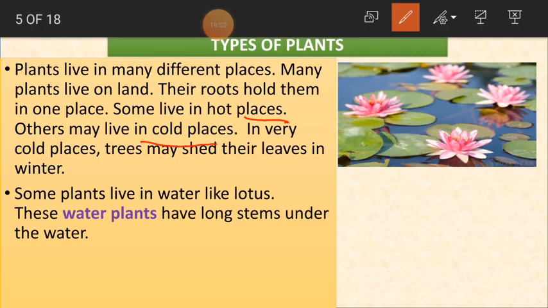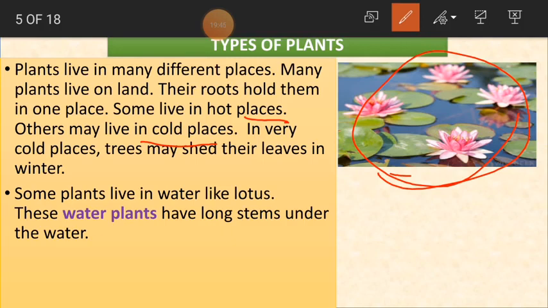Some live on land, some live in water, and some like hot conditions, that is, some live in hot places, some in cold places. Okay, so when there is much cold or much coolness in the air, plants or trees may shed their leaves. Okay, then as I said, some plants live in water. Those plants here are lotus. So for example, here we have taken lotus. See, in the diagram here you are seeing lotus flowers, beautiful pink lotus in the water.